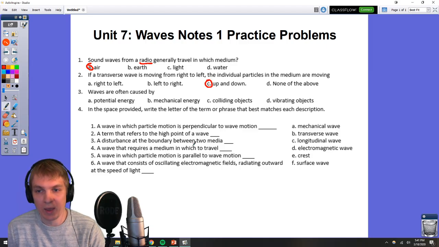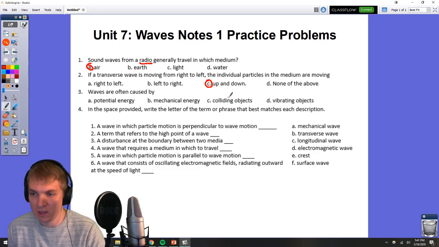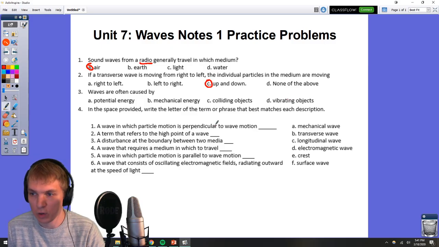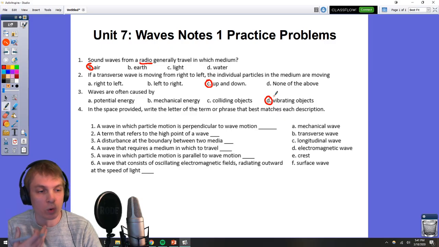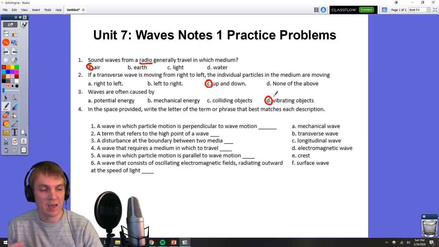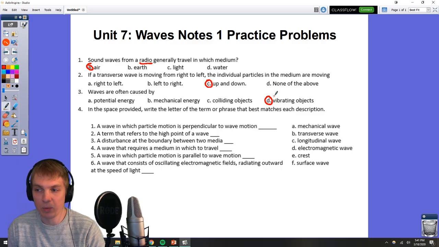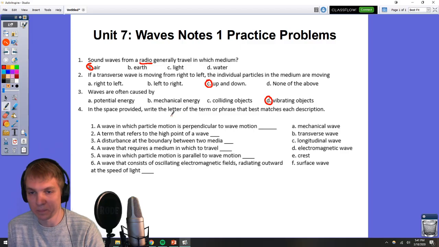Number 3 says waves are often caused by A, potential energy, B, mechanical energy, C, colliding objects, or D, vibrating objects. This was within the first couple of slides of the presentation, and we learned that waves are caused by vibrating objects. When it comes to speech, for instance, it's the vocal cords vibrating. When it's an instrument, it's the strings vibrating for a string instrument, or if it's a woodwind, it's going to be the air vibrating within the tube of the woodwind. So vibrating objects are what cause waves.